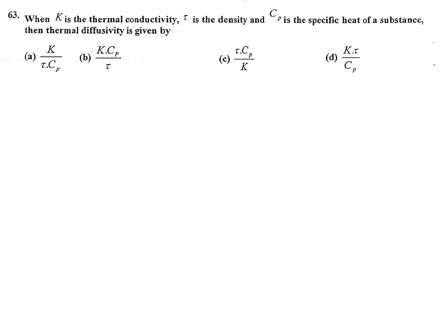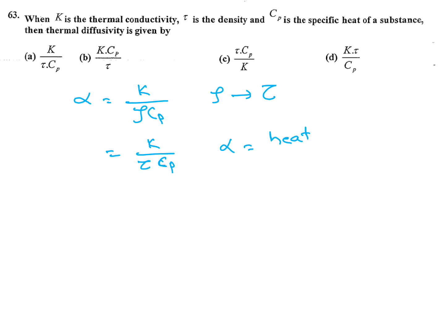The question is, when K is the thermal conductivity, tau is the density, and Cp is the specific heat of a substance, then thermal diffusivity is given by? We know alpha is K by rho Cp. Here rho is taken as tau, so K by tau Cp. Alpha is thermal diffusivity.